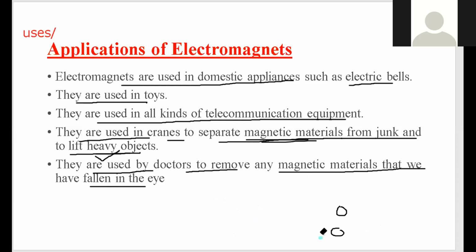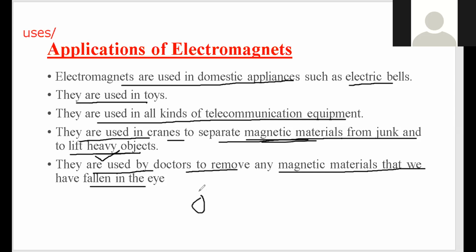suppose for the workers working in a factory which is making something from iron, it may be possible that a few iron particles or the dust of the iron may fall in the eye, right? They may fall in the eye. So to remove those iron particles from the eye, what is done? An electromagnet is placed near the eye.